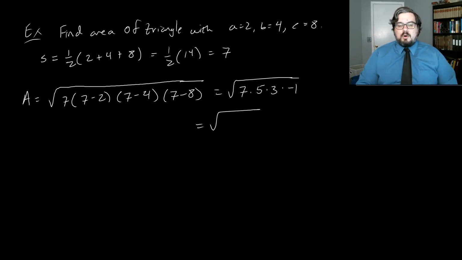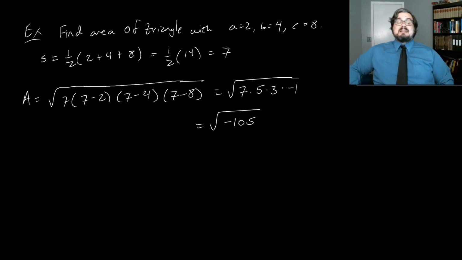well, it doesn't matter a whole lot. It's -105. The reason it doesn't matter a whole lot is because there's that negative in there, which is going to make the whole product negative. And of course, the square root of a negative number isn't defined.